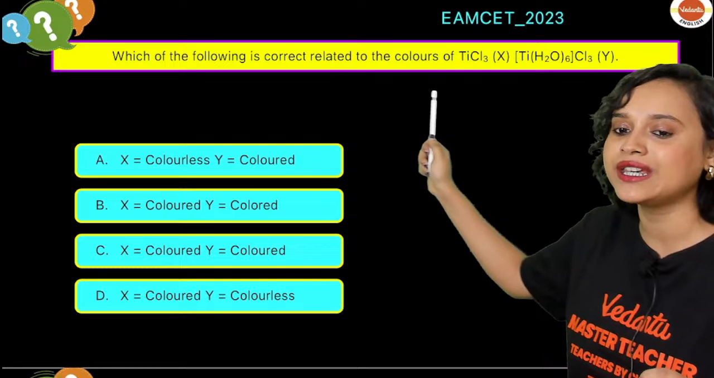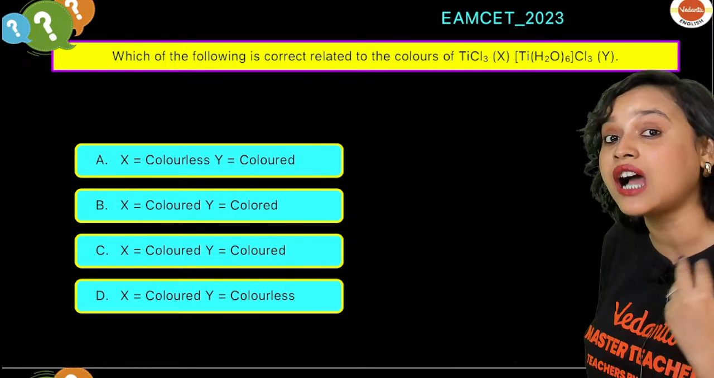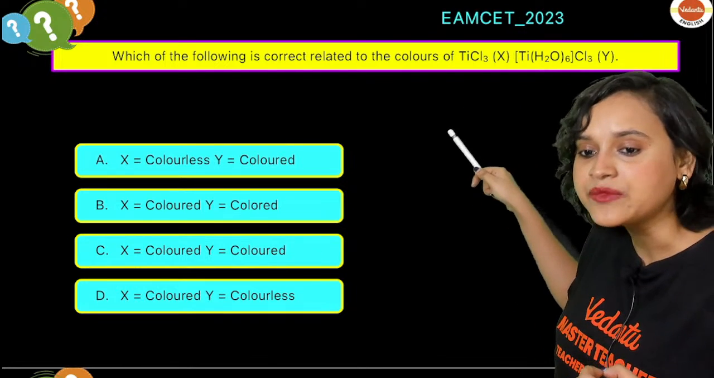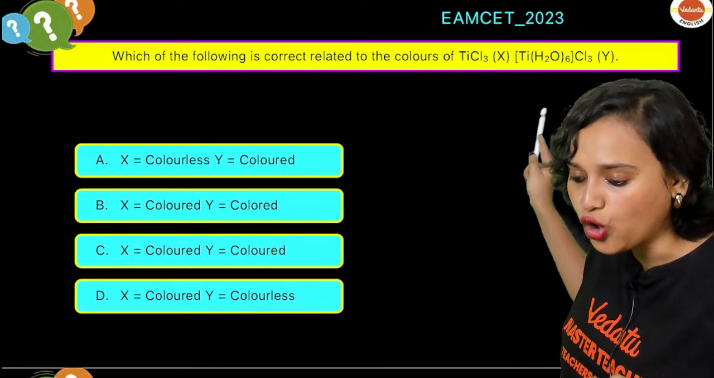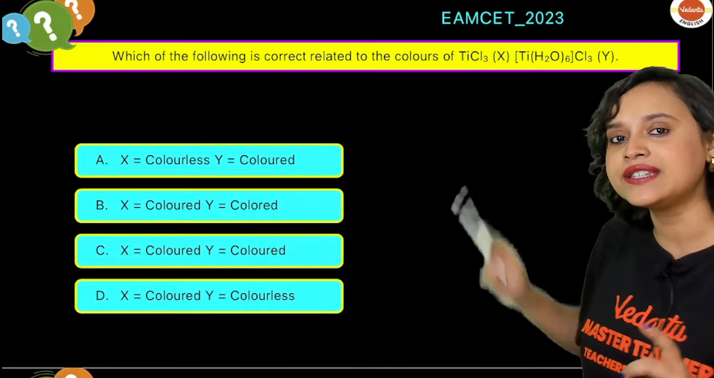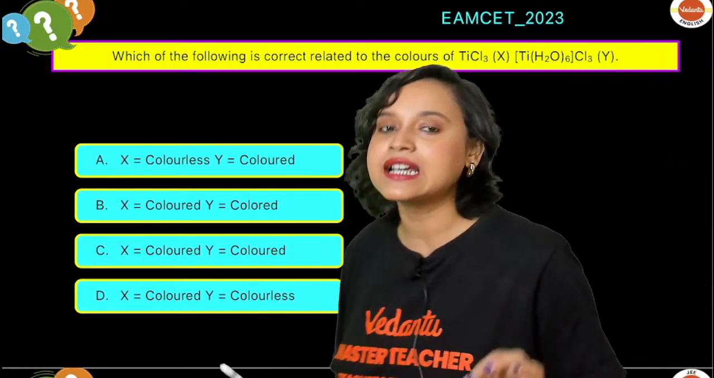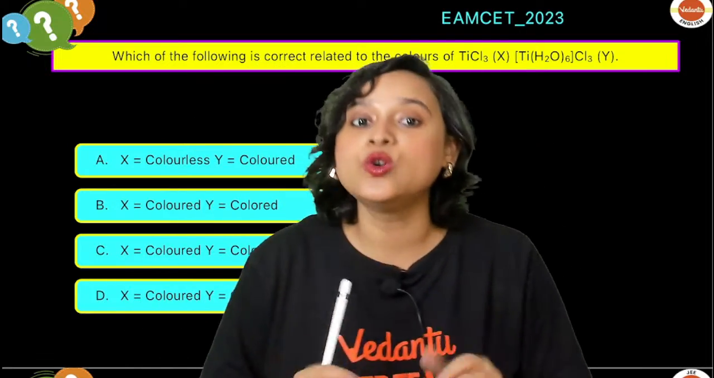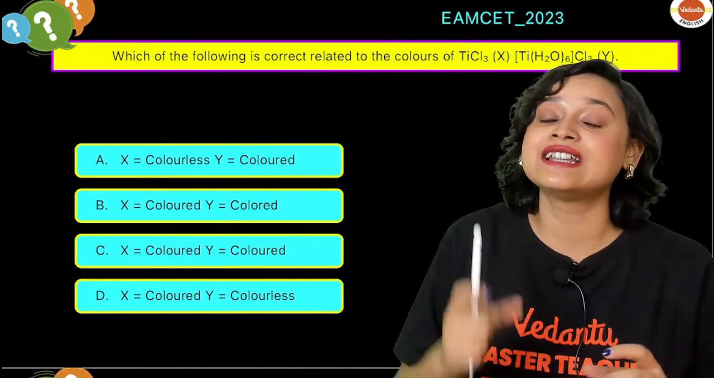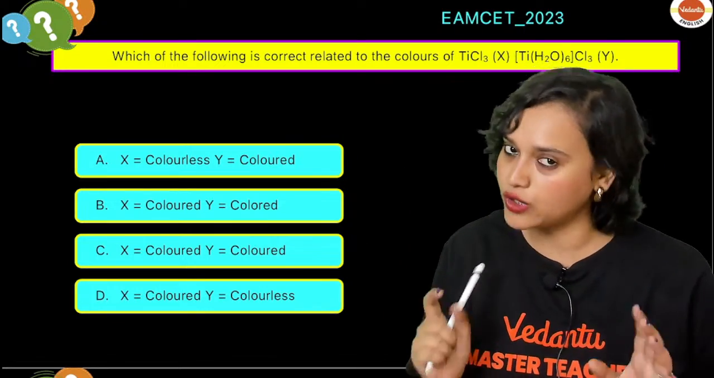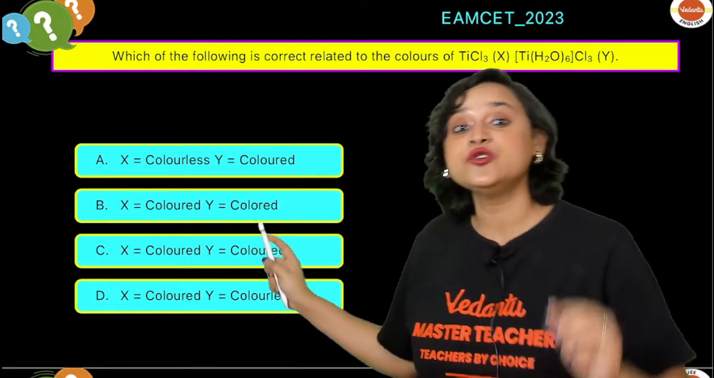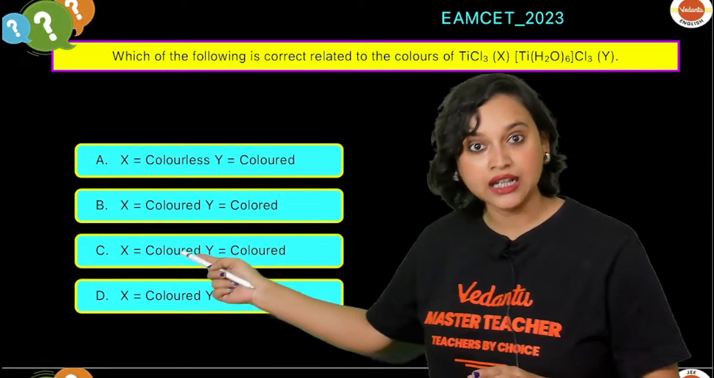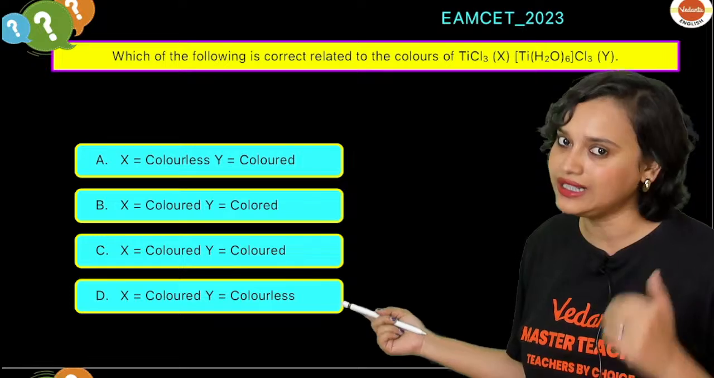Which of the following is correct and related to the colors of TiCl3, compound X, and [Ti(H2O)6]Cl3, which is compound Y? So basically you are given two compounds, X and Y, and you have to find out what the color is for these compounds. They are not asking you to exactly tell the color, but whether the compound is going to be colored or colorless, right?